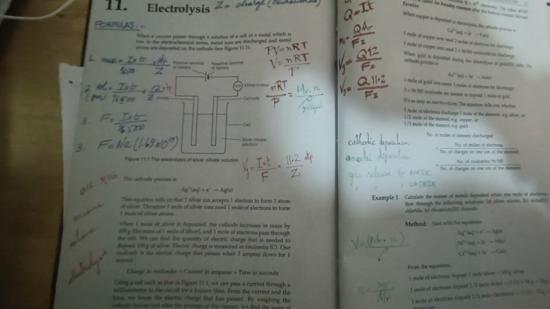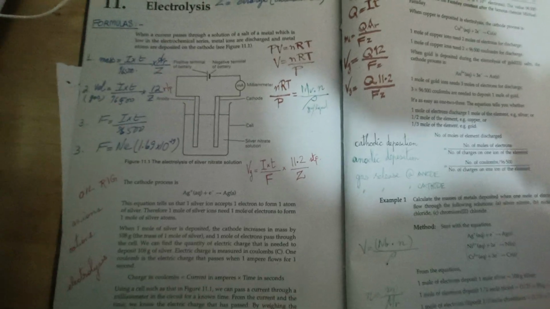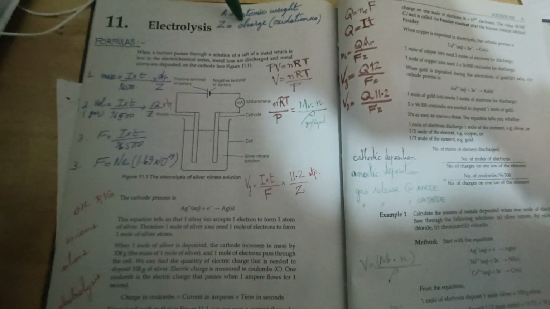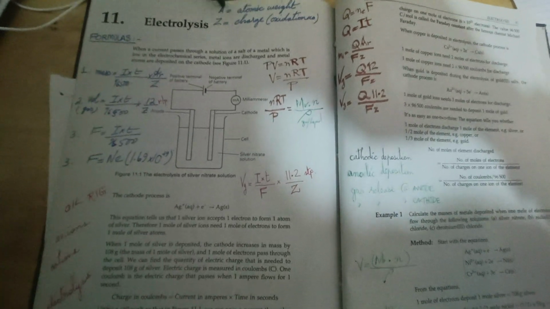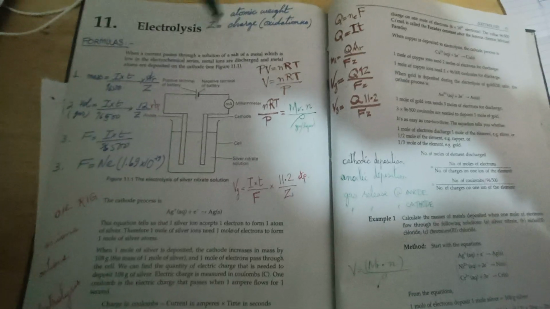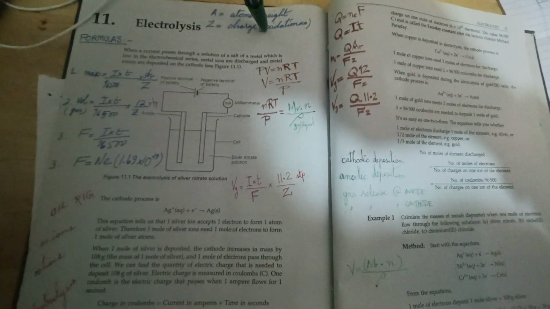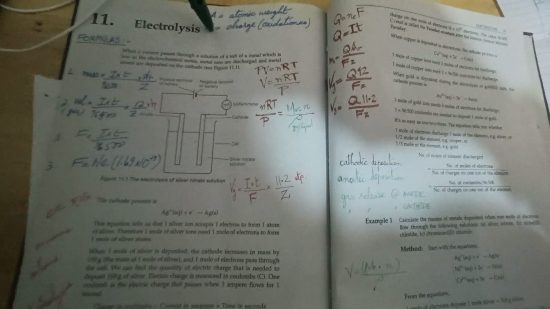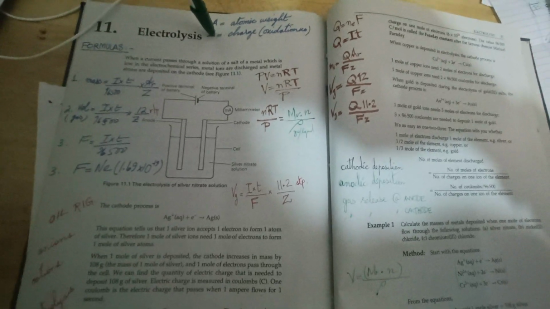This is what we denote as atomic weight of single elements like silver, gold, copper, tungsten, nickel, any single element, it'll be A. Z would always be charge. Z is the valency. And then you also need to know how to calculate the overall oxidation charge of a compound before you apply the Z.